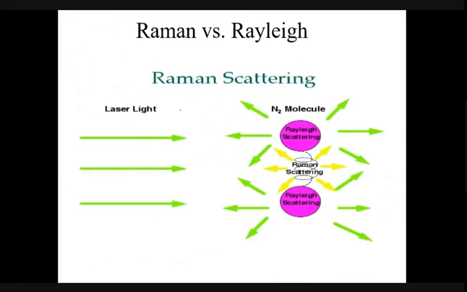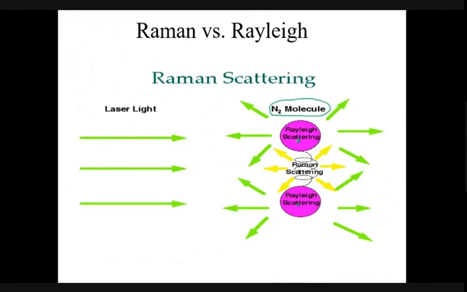So see, there are N2 molecules. This is one atom of nitrogen. This is another atom of nitrogen. And this is the bond between the two nitrogens, represented by the spring. So this is the laser light falling on it. When laser light interacts with the bond and makes the nitrogen molecule polar momentarily, it causes Raman scattering.